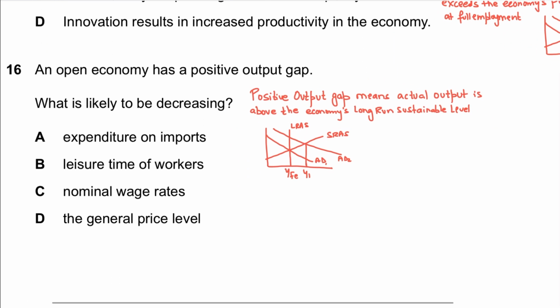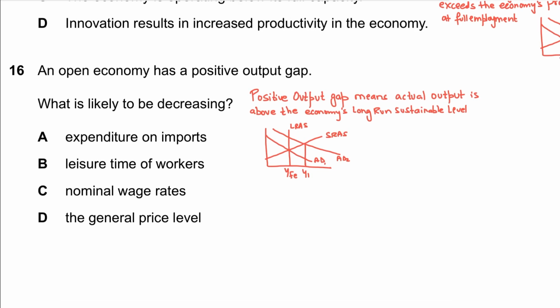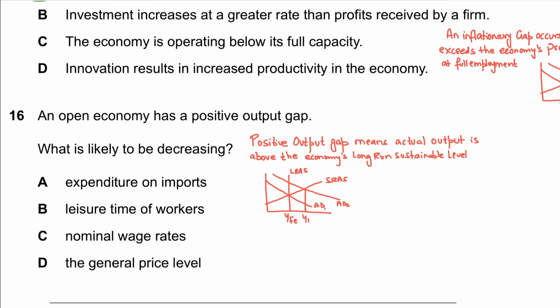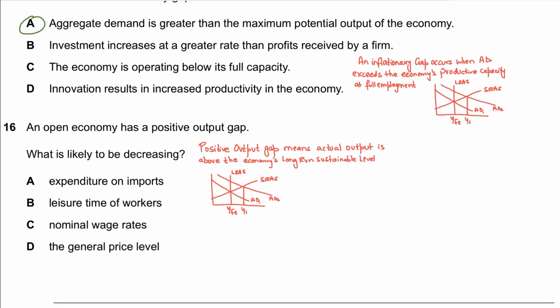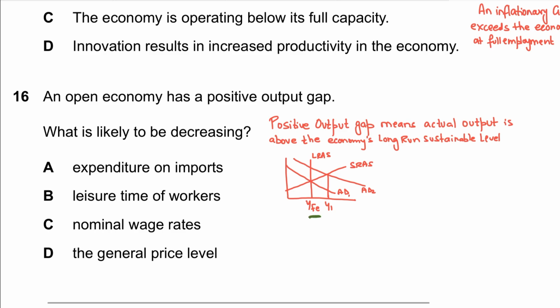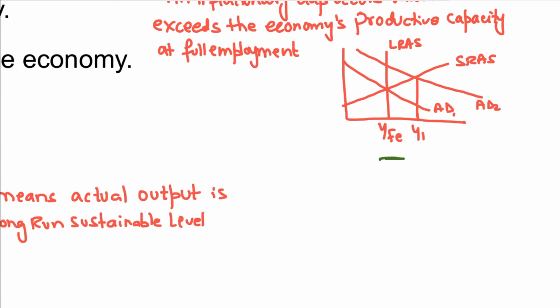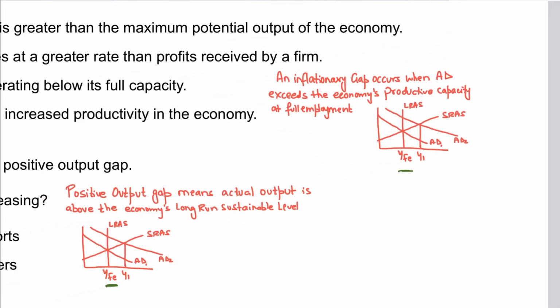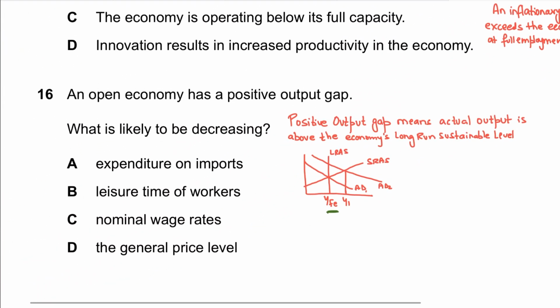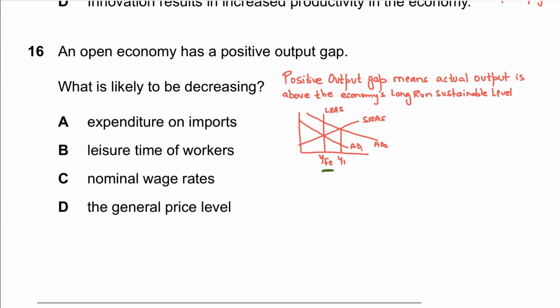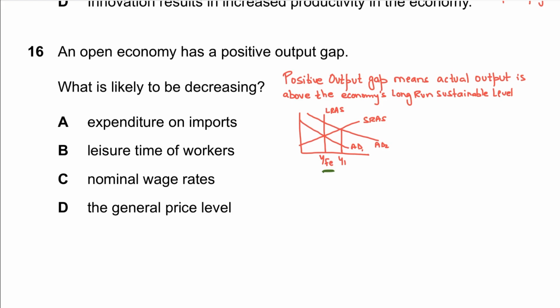Question 16: an open economy has a positive output gap. What is likely to be decreasing? Now again, a positive output gap in the AD-AS model, in both these diagrams, is a positive output gap as well as an inflationary gap, right? You can say an inflationary gap opens up the moment AD shifts outwards. So an economy has a positive output gap, right? In that context, they're asking what is likely to be decreasing.